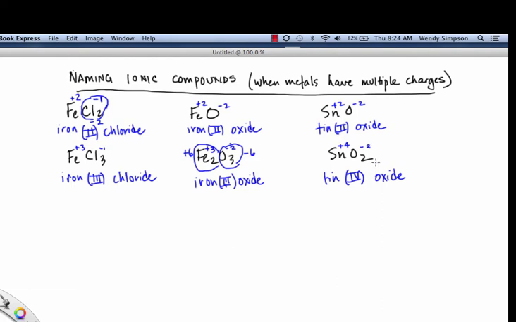So we have to be careful when we're using transition metals that can have multiple charges, or elements such as tin and lead, other metals that can have multiple charges. When we name the compound, we need to use a Roman numeral in the name right after the cation name to indicate the charge on that metal.